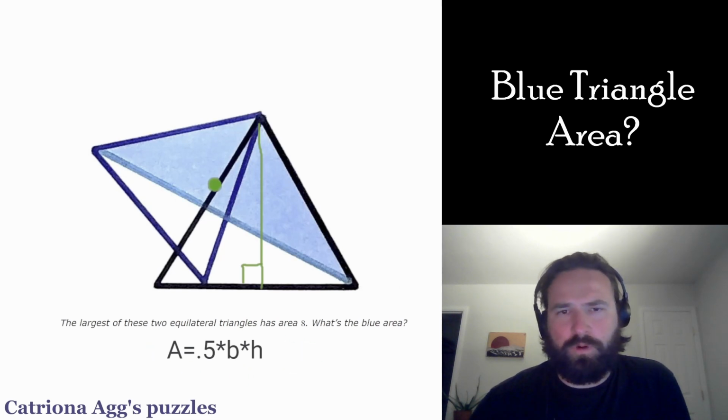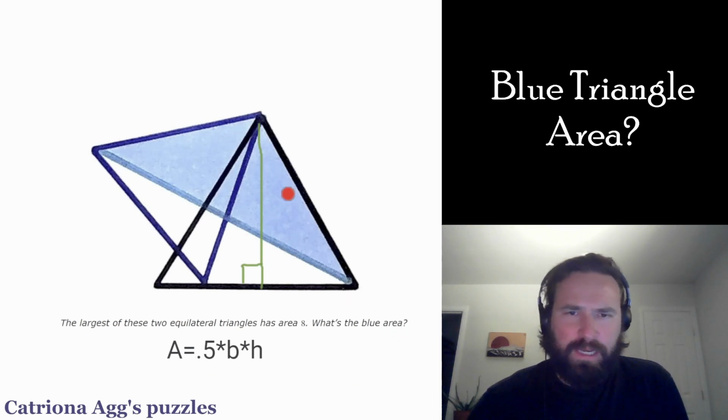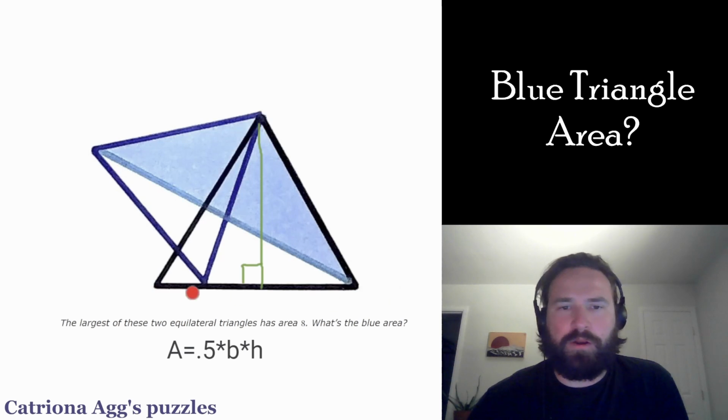Well, if we're going to compare that eventually to the area of the blue triangle, which is what we're looking for, we might as well draw a height on that triangle as well. If we're doing that, we might as well pick a base for the triangle. And I think a reasonable base would be one of the black sides, right? Because we know the area of the black triangle. So we know some information about that.